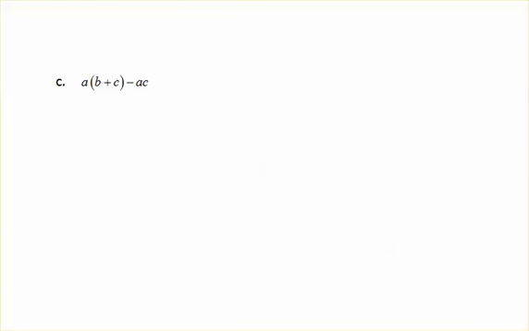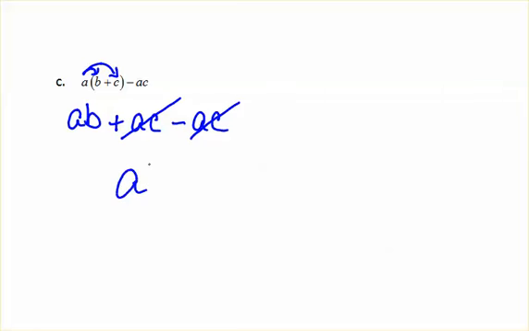Now this one, we have something additional to just the distribution. So let's distribute that multiplication throughout the parentheses. A times B would be AB, and then A times C would be plus AC, and then we still have this minus AC here at the end. Well, if we combine our like terms, here we have a plus AC and a minus AC. So these would cancel each other out, and we would just be left with AB as our final, most simplified answer to that problem.